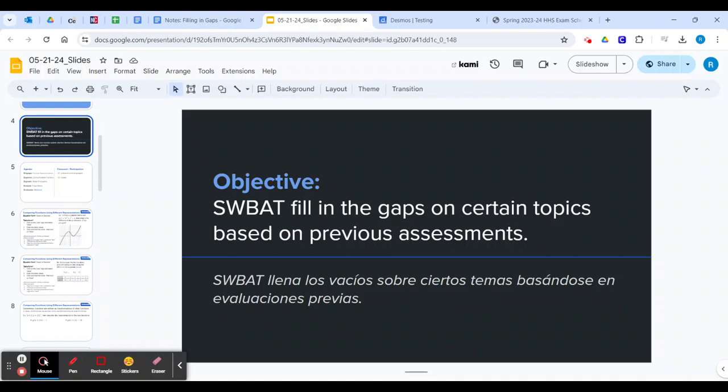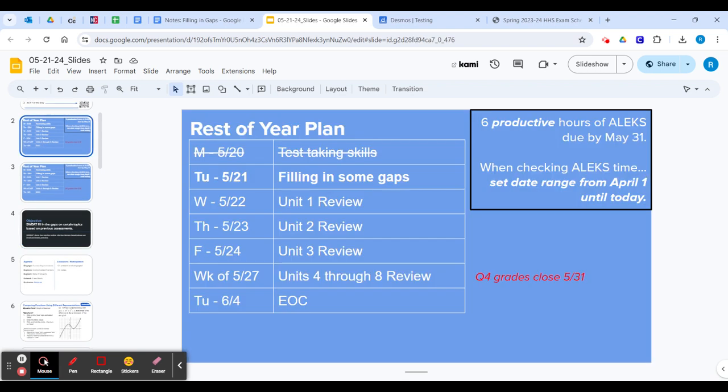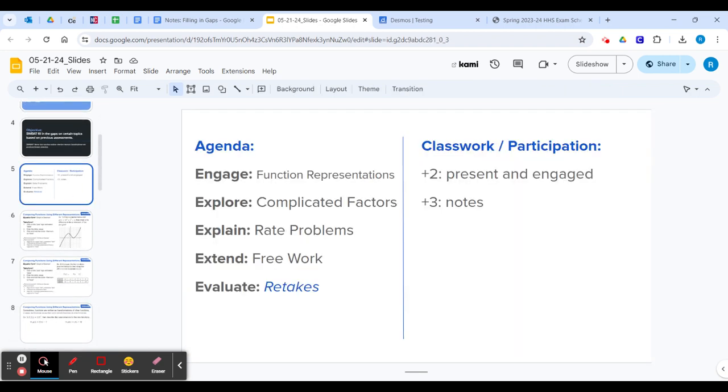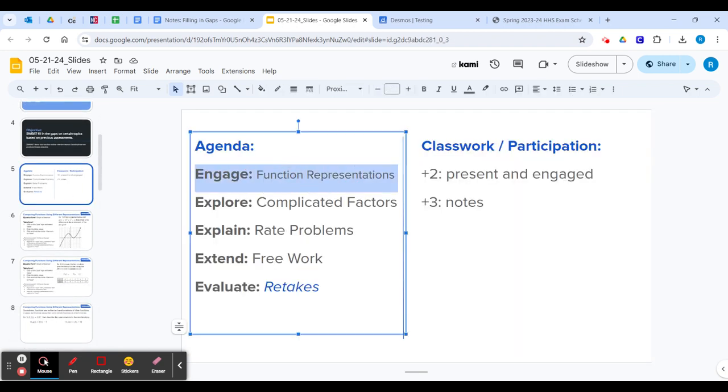All right, today we are going to fill in some gaps on various topics, based on what we've seen with previous assessments. We have some extra time before we get into our unit by unit review, which starts tomorrow. We're just going to take today to breathe and fill in some touch up info. So, a few different topics dealing with function representations first, then complicated factors, and then rate problems. And after that, if you missed class, go into a free work mode today.